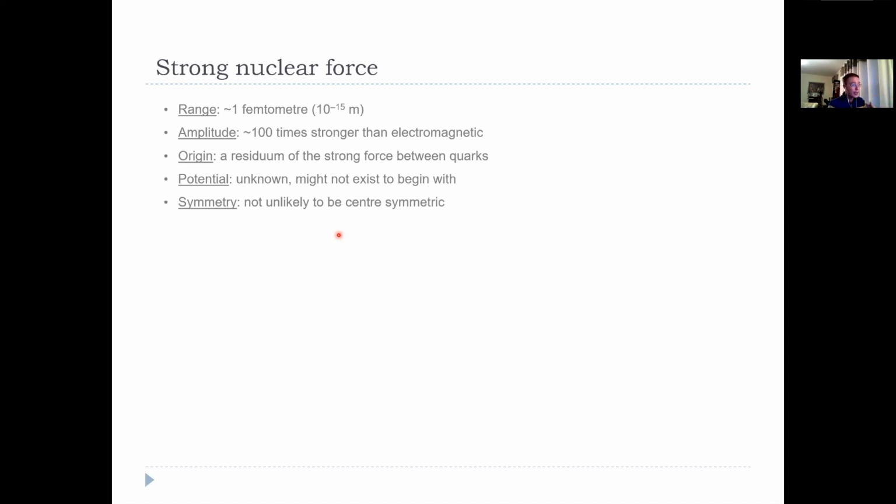So it's like a perturbative residuum of the strong force that binds the quarks. Its potential is unknown. We can hack together its generic form from symmetry considerations, but the various coefficients and gauges in there are unknown. It might not exist to begin with because it's an effective quantity, but we know for a fact that it's pretty likely to be centrally symmetric. And in fact, these models tend to agree with reality quite well.